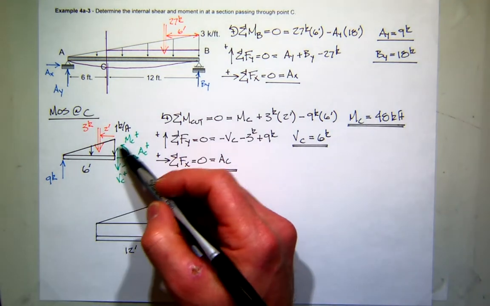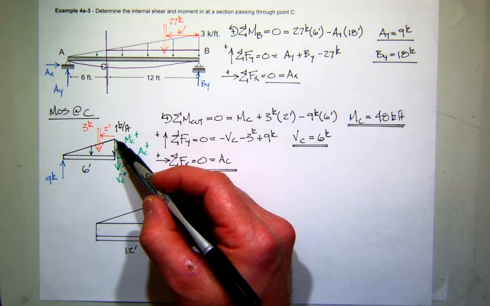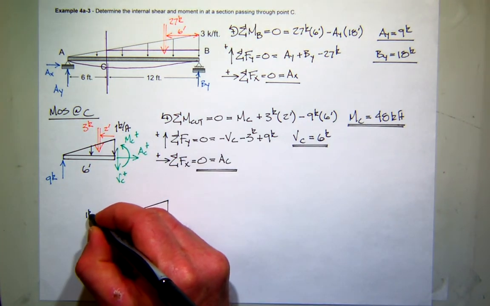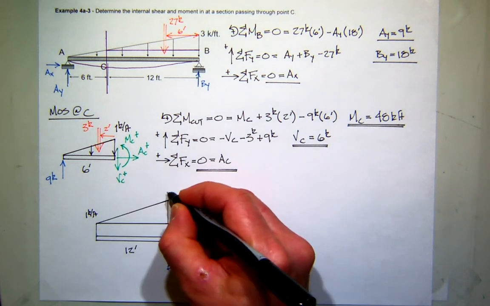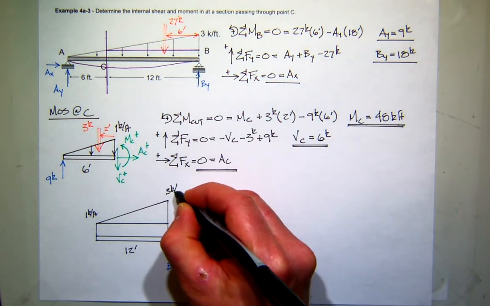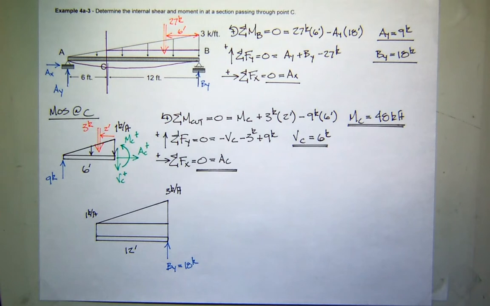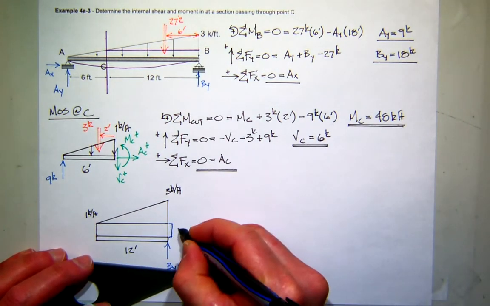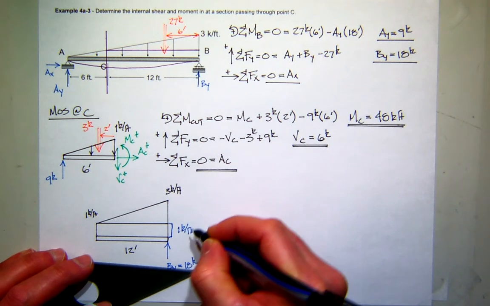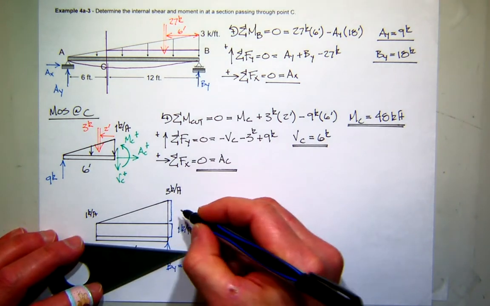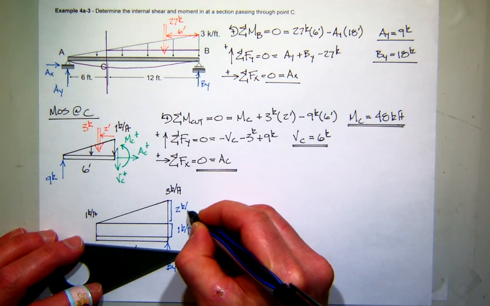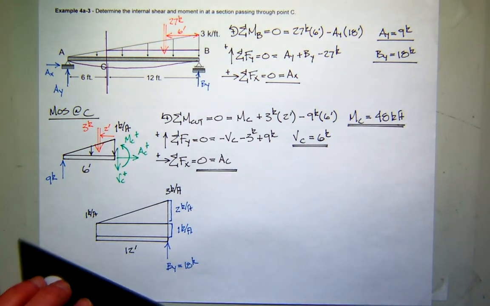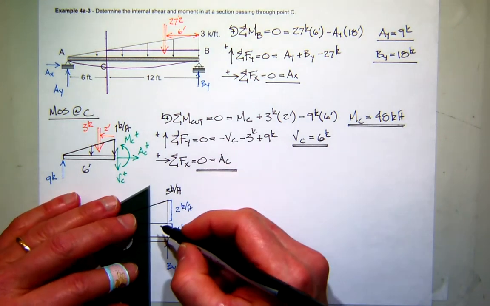Now, we already know from our previous work that the intensity of the load here at 6 feet was 1 kip per foot, so it's exactly the same over here. And we know that this intensity is 3 kips per foot. But what that tells you is that this portion is 1 kip per foot, and that this portion is 2 kips per foot. I have to keep that in mind when we break these things up.